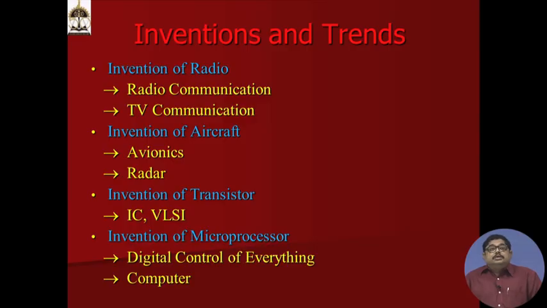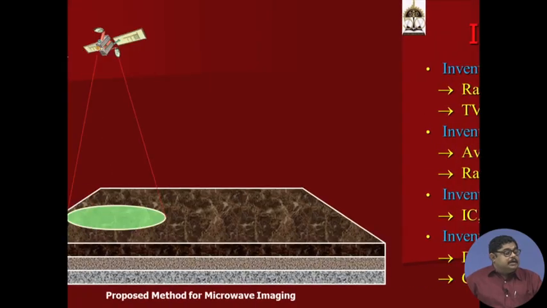Then you know that in the 70s or 80s of the last century, there was the invention of the microprocessor, and that gave rise to digital control of everything, and finally the microprocessor evolved to computers, which have proliferated into our households today. And in all of them, when today the clock speed is going to almost gigahertz, a lot of electromagnetic waves come out from them, and you require microwave technology to understand them.